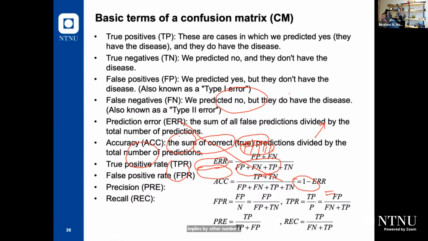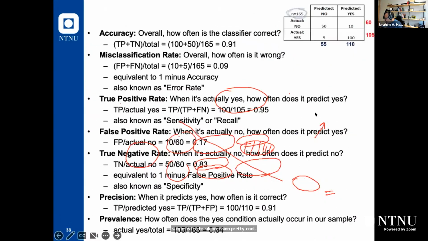We have something called the true positive rate, false positive rate, precision, and recall. I guess I have updated slides for those. For the accuracy, we have an example here. Imagine the sample size is 165, and this is the predicted and this is the actual.